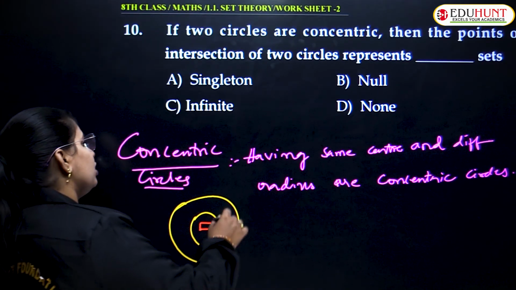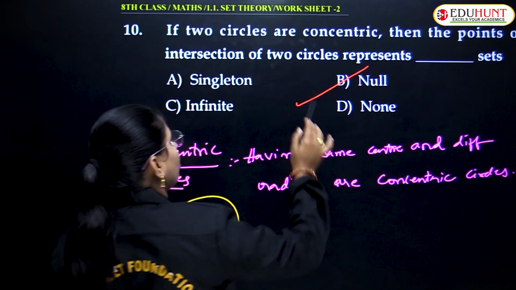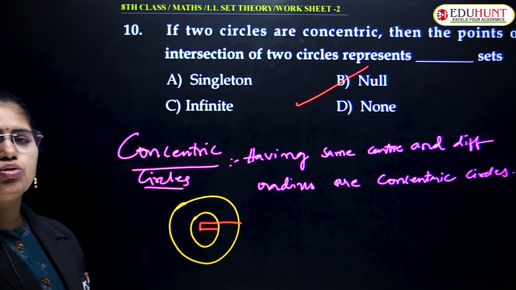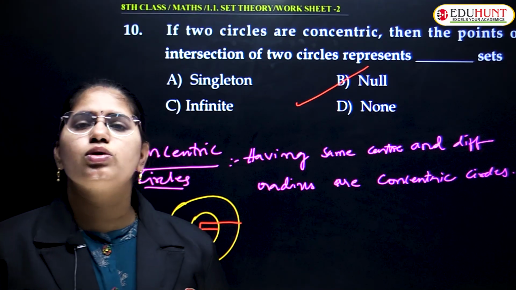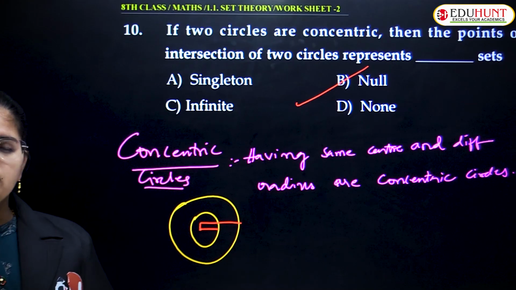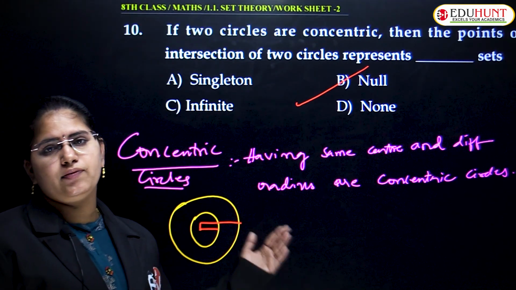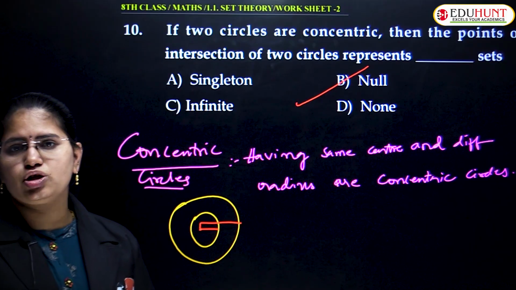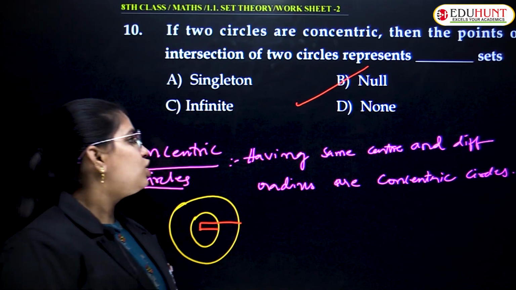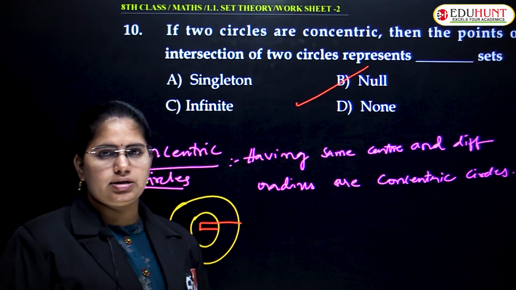So if you don't find a common element from the two sets, what are the two sets? Two different circles which are concentric circles. We have the same center but different radii, but we will not find a point of intersection of concentric circles. Hence it will be a null set.